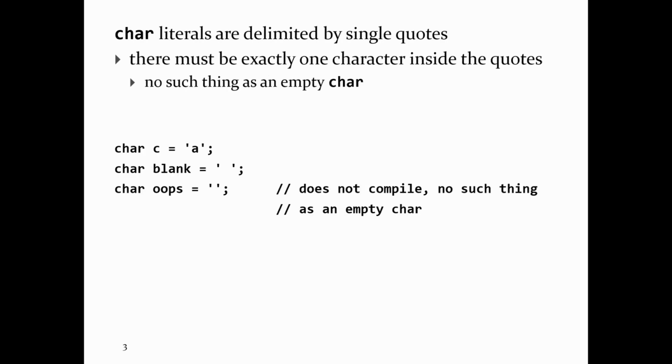So char literals are delimited by single quotes in Java. Another difference compared to Python. Python strings can be single quoted, double quoted, or triple quoted. In Java, characters are single quoted. So single quote, one character, single quote is a char literal in Java. There must be exactly one character inside the quotes. There is no such thing as the empty char. There is a space, so this is fine. The second line is fine. The third line is not. You can't write two single quotes with nothing between them; the compiler will refuse to process your program.